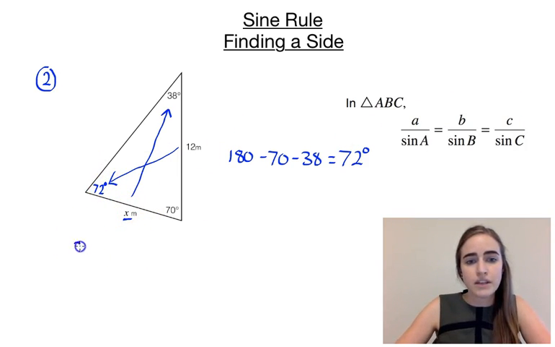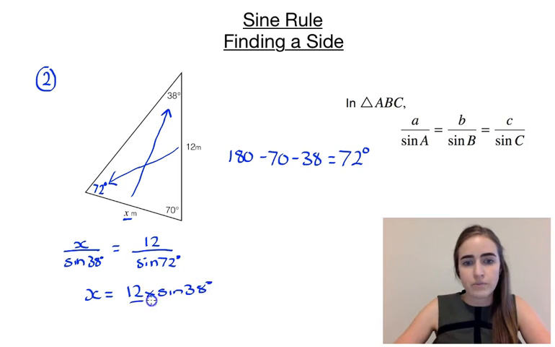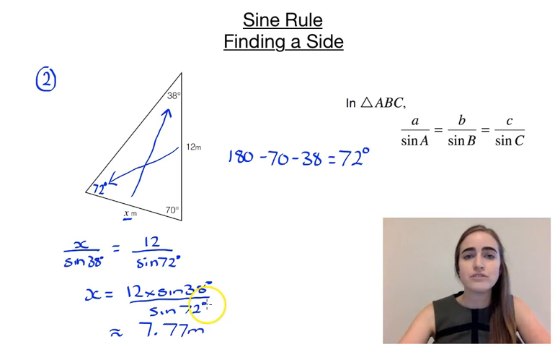So we'll put the x on the top again. We'll have x over sine of its opposite angle, which was 38 degrees, is equal to 12 over sine of 72 degrees. Then to get that x on its own, we're going to multiply both sides by sine 38. So x equals 12 times sine 38 divided by sine 72. And rounding to 2 decimal places, we would end up with 7.77 meters. So that's two examples of using the sine rule to find the length of a side.